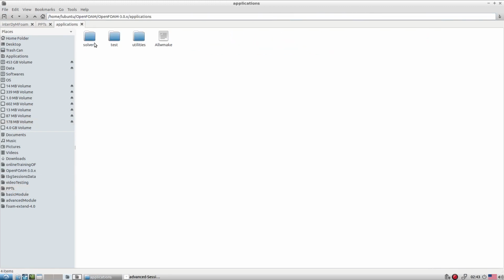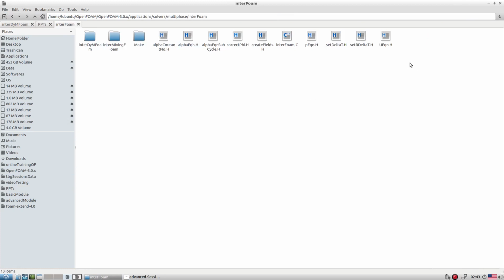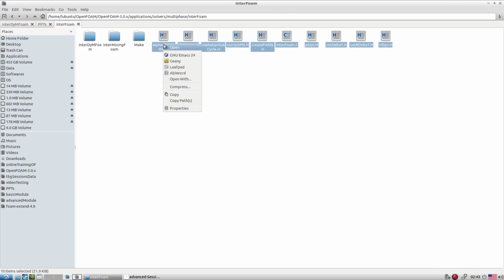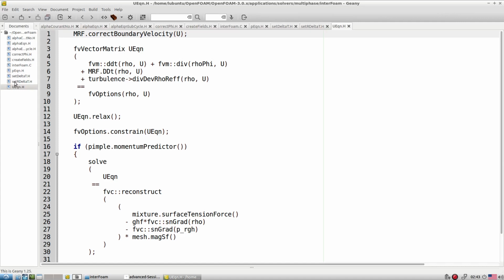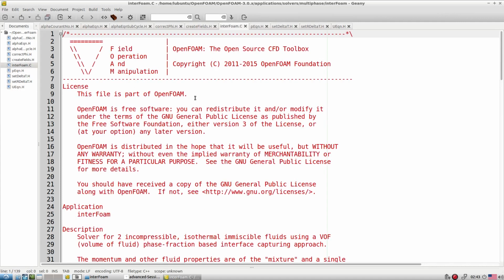Okay, so applications, solvers, multiphase, and interFoam. This is all the code for interFoam. Let's first explore interFoam. So go to the C file.